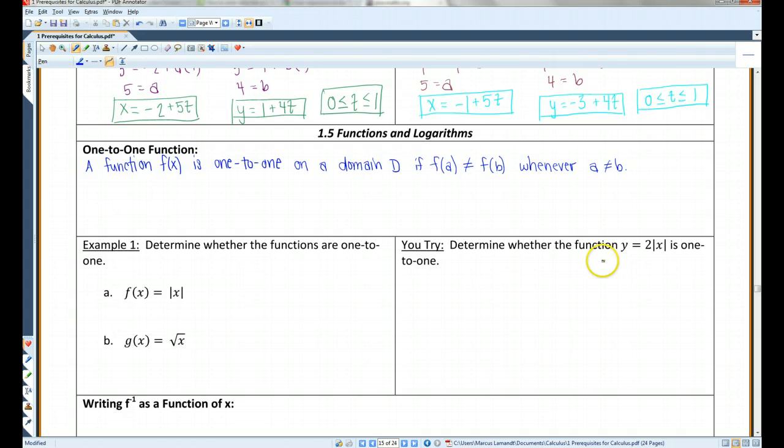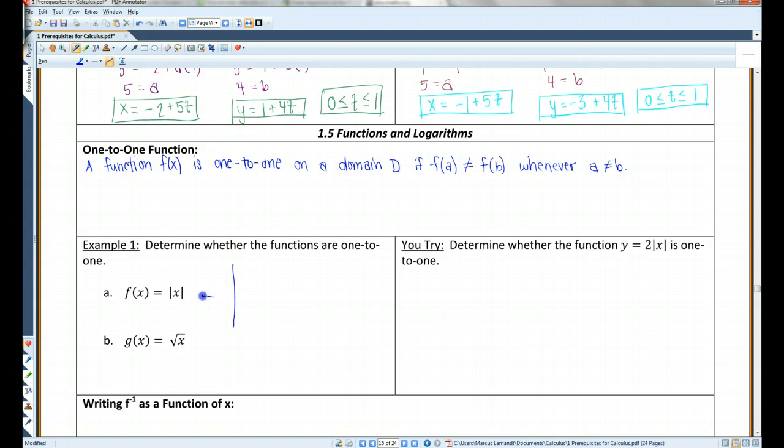Now, if you guys remember, a function cannot have two y values for the same x value. A one-to-one function cannot have any two x values for the same y value. Okay? So, one way to determine whether or not functions are one-to-one is with the horizontal line test.